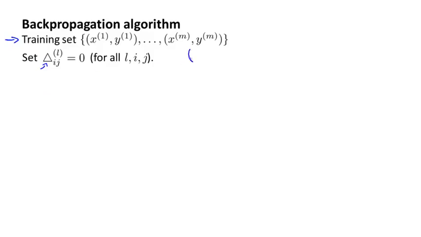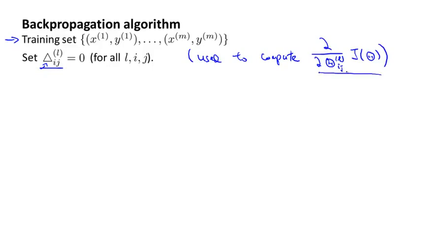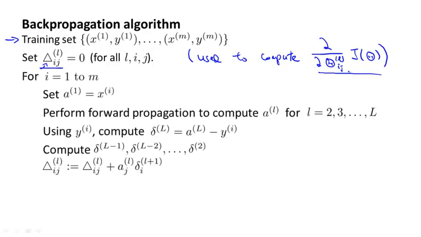Eventually, this capital delta L ij will be used to compute the partial derivative term, the partial derivative with respect to theta L ij of J of theta. As we'll see in a second, these deltas are going to be used as accumulators that we slowly add things to in order to compute these partial derivatives. Next, we're going to loop through our training set. So we're going to say for i equals 1 through m.